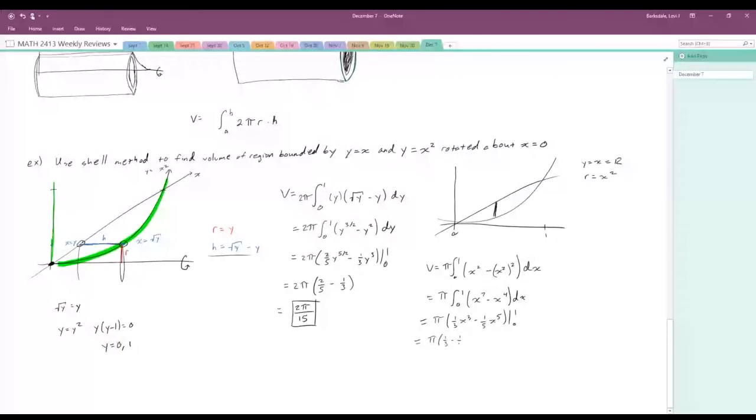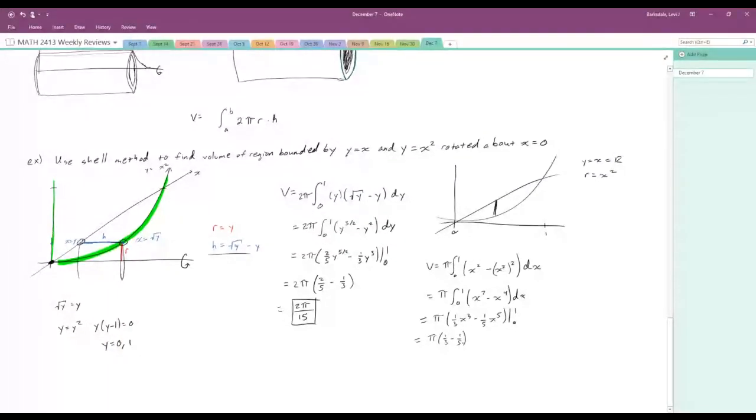And 1/3 is equal to 5 over 15, 1/5 is equal to 3 over 15, so 5 minus 3 over 15 times pi, which would get me 5 minus 3 is 2, so 2 pi over 15, and you can see it's the same answer. So our shell method and our washer method do get us the same result, it's just that sometimes one is easier to do than the other. Any questions?